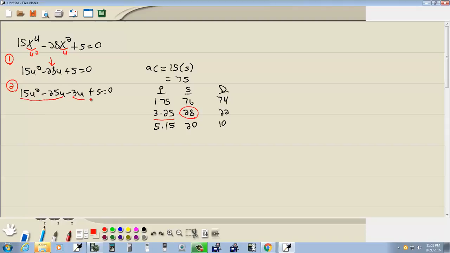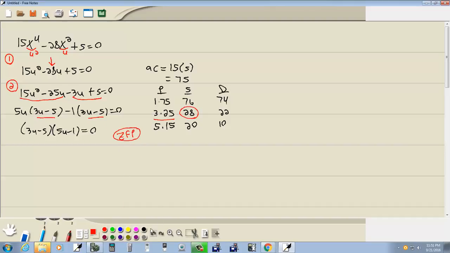And now we want to factor by grouping. The first group has a 5 and a u in common, and that gives us 3u minus 5. The second group has nothing in common, but my first term's negative. And anytime for GCF, if your first term is negative, you always bring out a negative. And that gives us 3u minus 5. Now our goal was to get these parentheses the same, which they are. So I'll factor out a 3u minus 5. And that gives us 5u minus 1 equals 0.